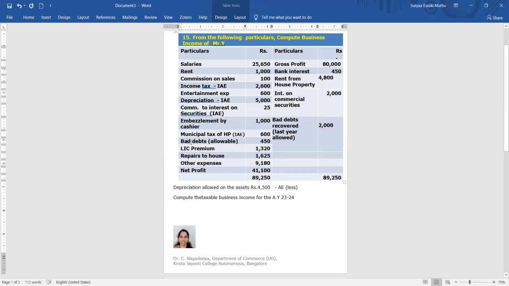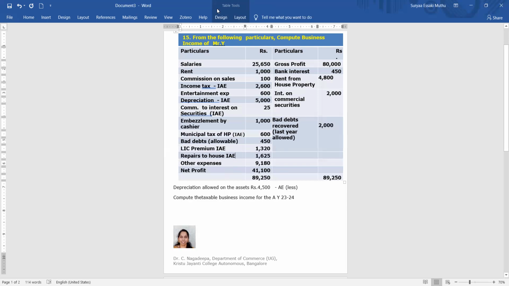Next, bad debts, which is allowable. If a provision is made for bad debts, that cannot be accepted and it is inadmissible. This is also an inadmissible expense. LIC premium is for personal purpose, so it is inadmissible. Then repairs to house are also inadmissible expenses, and other expenses are admissible.